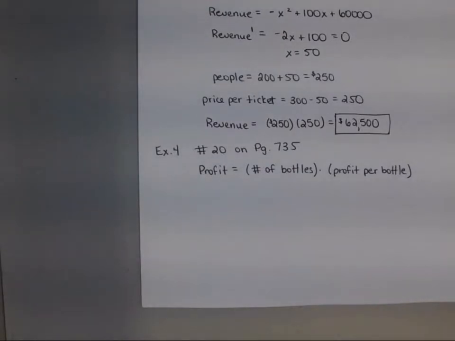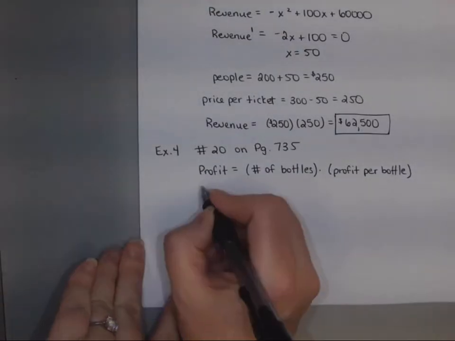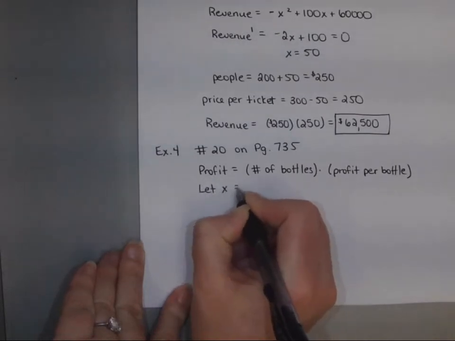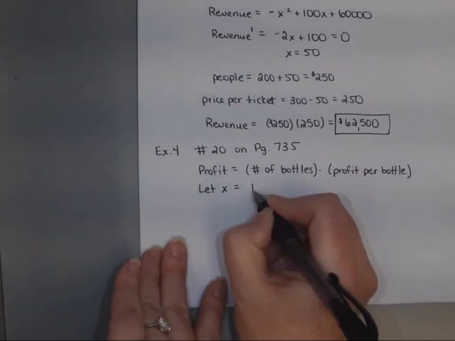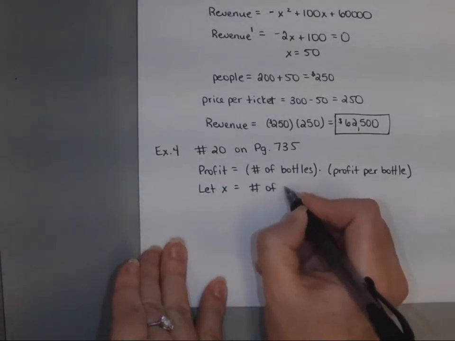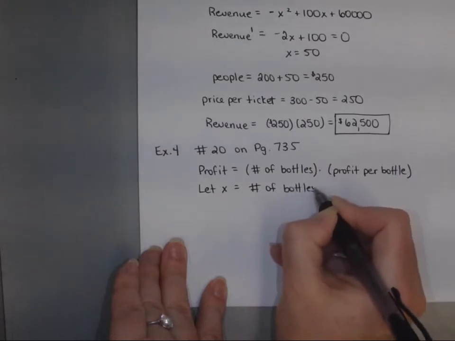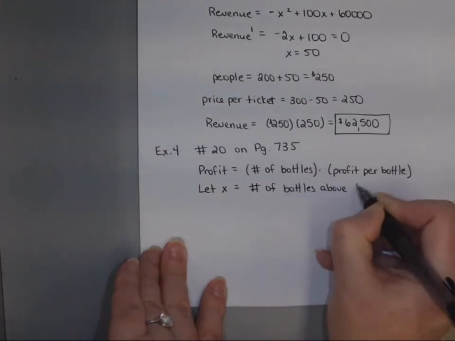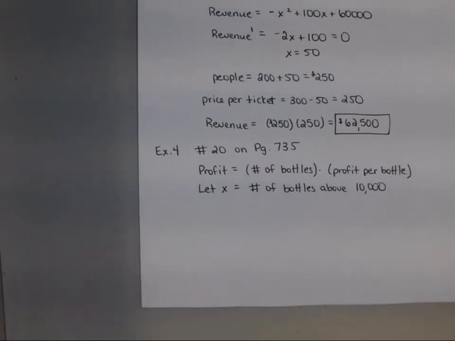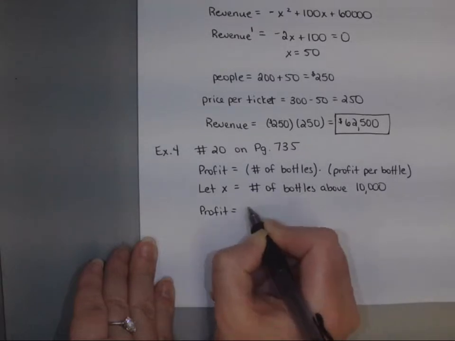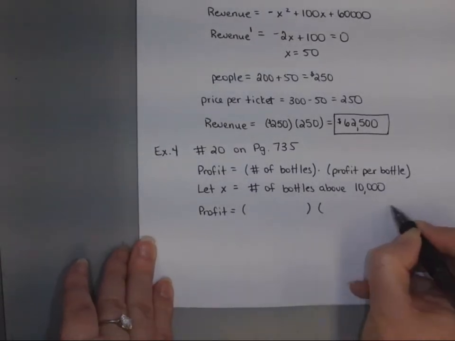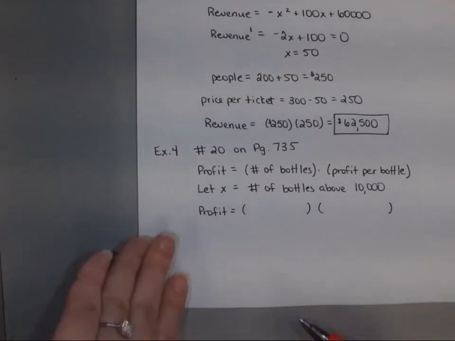Okay, so how many bottles are we selling at least? 10,000, right? So just like the last one, we're going to let X equal what? Not 10,000 because that's not a variable, right? But we're probably going to let it equal what? Yeah, the number of bottles above 10,000, right? Okay, so let's talk about what profit would be then. So how many bottles? We're going to do bottles times profit per bottle.